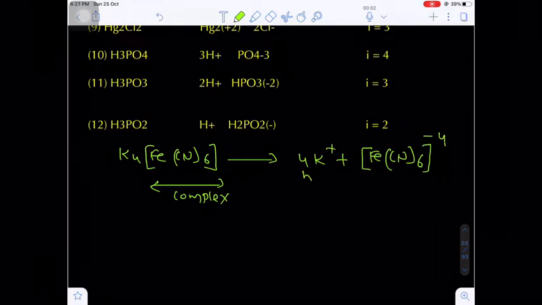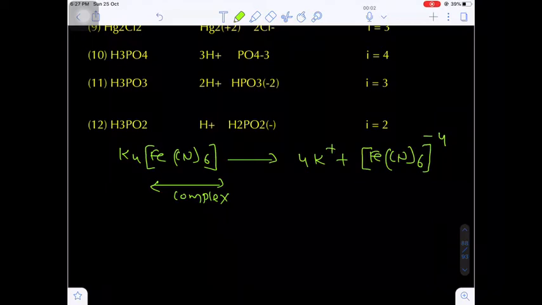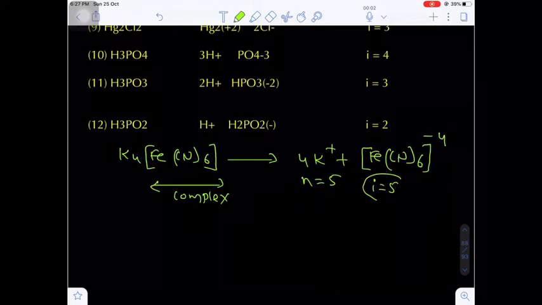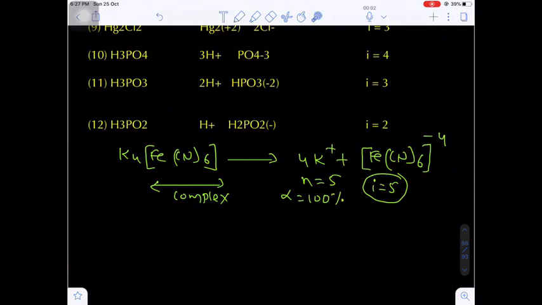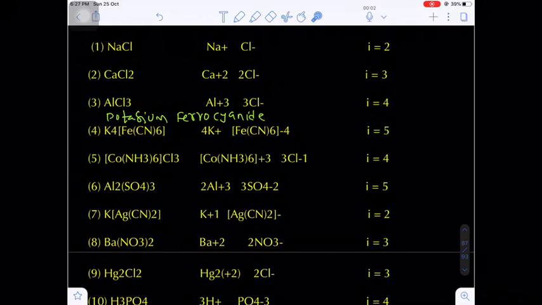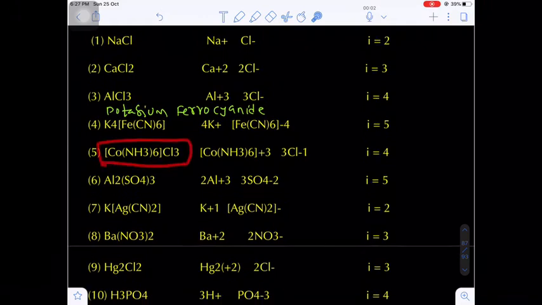So total number of ions will be equal to how much? 4 plus 1, so the total number of particles will be 5. So that's why iota equals 5. If we consider 100% ionization, remember, 100% ionization, the number of solute particles produced is nothing but the Van't Hoff factor.